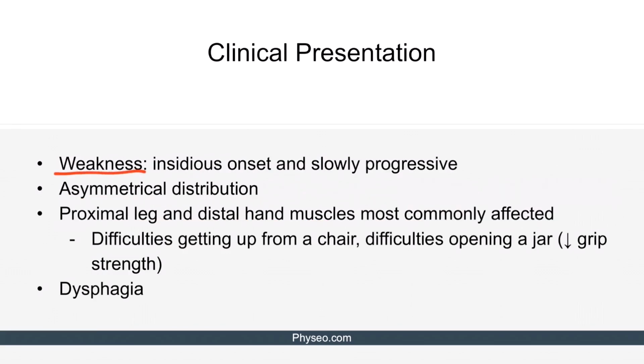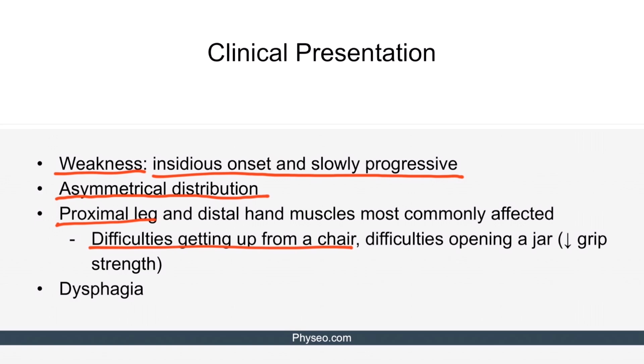The weakness in inclusion body myositis has an insidious onset and it progresses slowly. And there's an asymmetrical distribution of skeletal muscle involvement. The most common initial presentation is the progressive weakness of the proximal leg muscles, and patients will present with difficulties getting up from their chair.